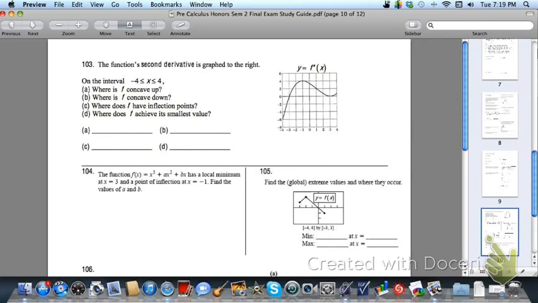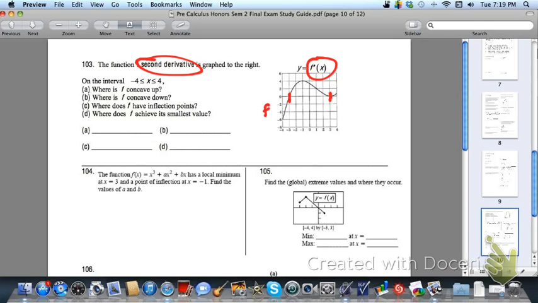Problem 103 is probably one of my all-time favorite problems from this section. We are looking at the graph of the second derivative, and we're being asked to find information about the graph of f. This is really not a new concept, but it is a new look at the problem, because what we're looking at here is the graph of the second derivative. So let's identify what we already know about it.